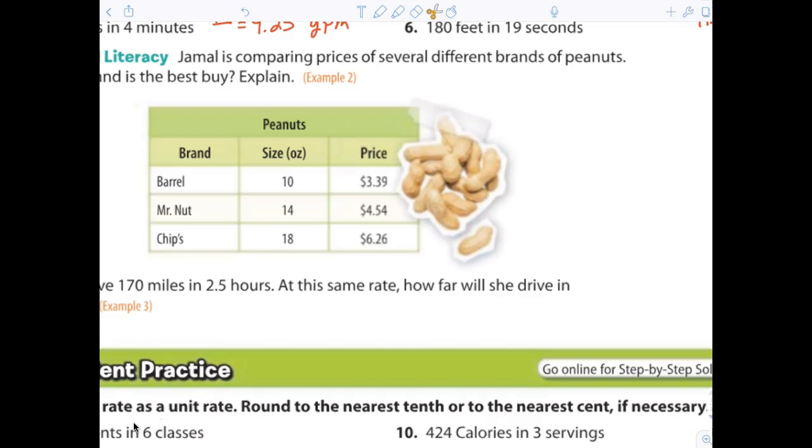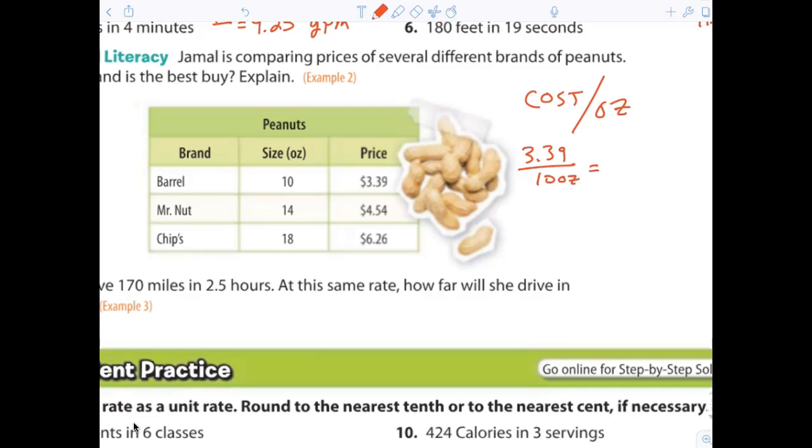I'm trying to figure out the cost per ounce. Does everybody agree with that? What number did I write down first? Cost. So what do you think goes first? The price goes first. You understand what I just said on that, right? Cost is first. So what is the cost for the first brand? So we would say 3.39 over 10 ounces.